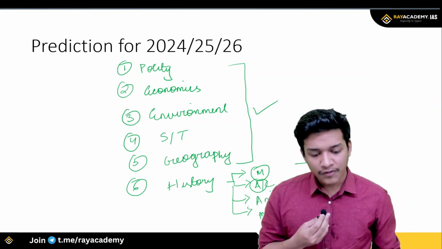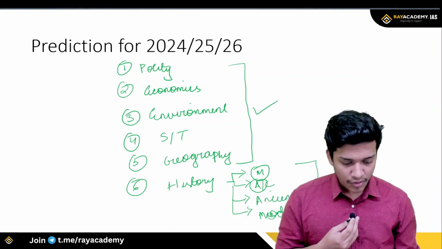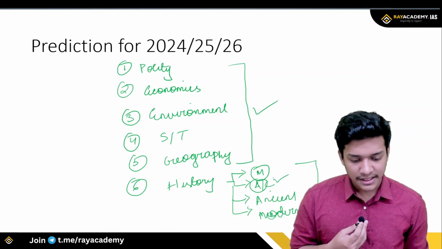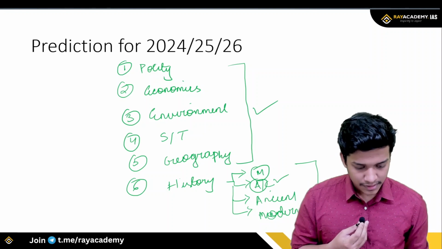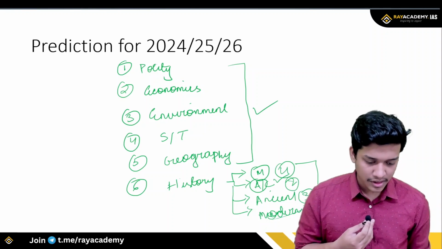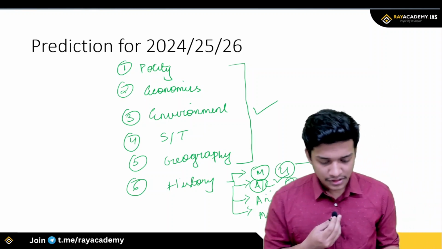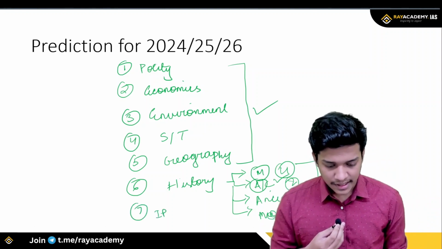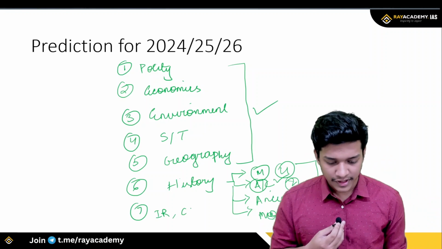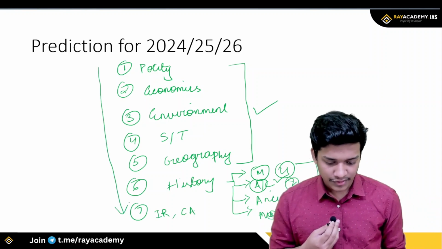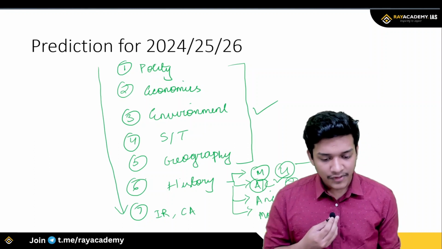In history also, if you want to prepare more diligently and in a more efficient way, you can prepare first modern, then art and culture, then ancient, and then medieval, because among the history topics, modern has a high weightage. After this comes IR and the current affairs part. So these are the subjects which come in previous year questions with a high weightage, and this is the way you have to prepare.